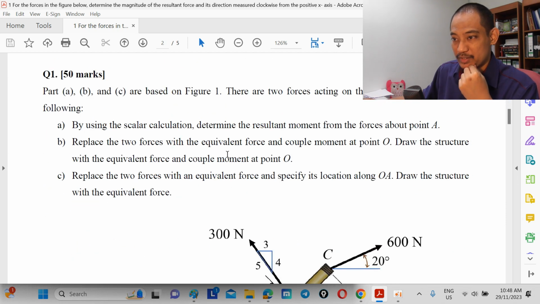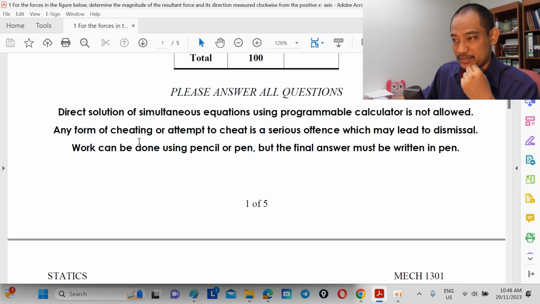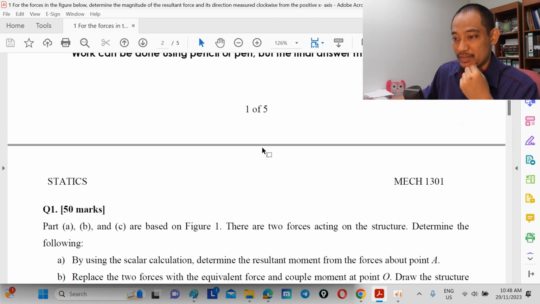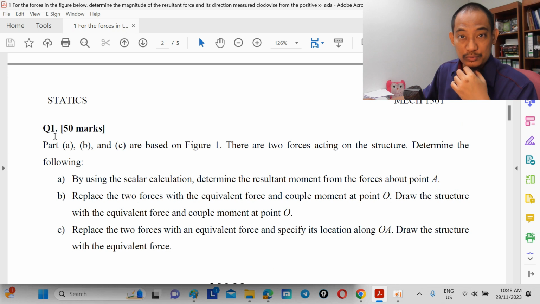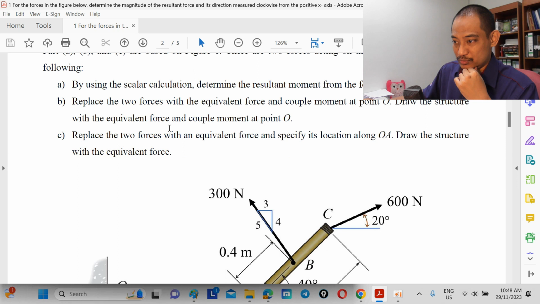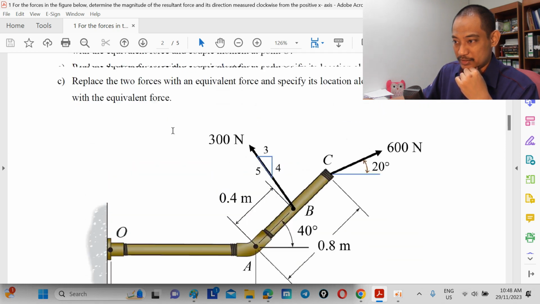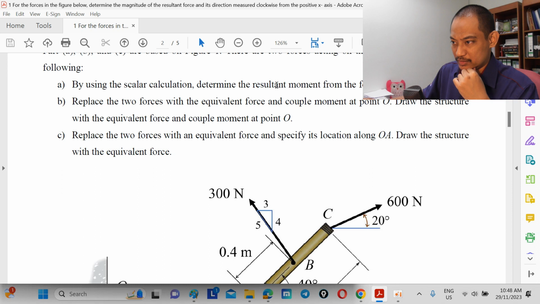Okay, question number 1 has 50 marks. It's not given here, but question 1 is 50 marks, meaning question 2 is also 50 marks. Question 1 has parts A, B, and C. You can see there's a diagram here, and the question asks for the resultant moment about point A, then to replace it with an equivalent force and couple moment system, and then an equivalent force and its location. So this is simplification.